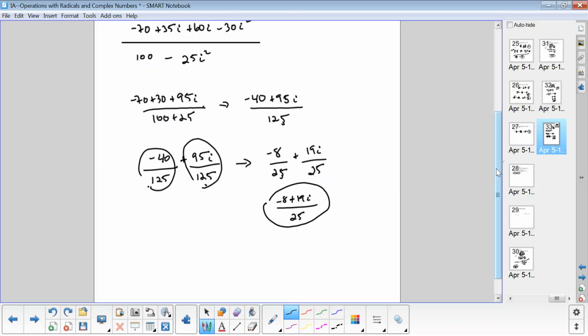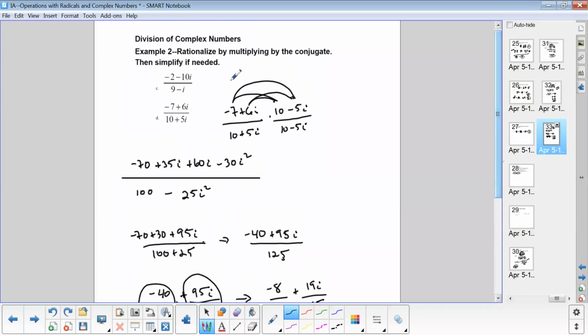So just to recap, when you're dividing, rationalizing the denominators, you want to multiply by the conjugate. So you're always looking at the denominator, 9 minus i, so you would multiply by 9 plus i. You look at the denominator here and you see it's 10 plus 5i, you would multiply by 10 minus 5i in the numerator and in the denominator.